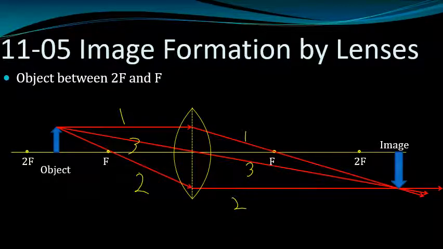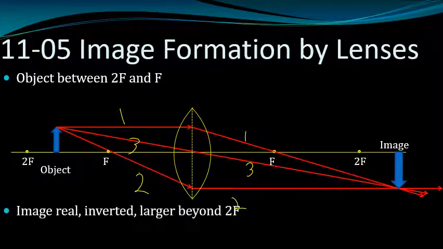So when the object is between 2f and f, the image is real. The rays really cross there. It is inverted and larger. It is also located beyond 2f from the lens.